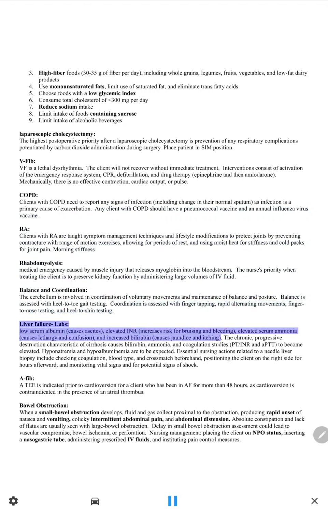Liver failure labs. Low serum albumin causes ascites, elevated INR increases risk for bruising and bleeding, elevated serum ammonia causes lethargy and confusion, and increased bilirubin causes jaundice and itching. The chronic, progressive destruction characteristic of cirrhosis causes bilirubin, ammonia, and coagulation studies, PT, INR and APTT, to become elevated. Hyponatremia and hypoalbuminemia are to be expected.